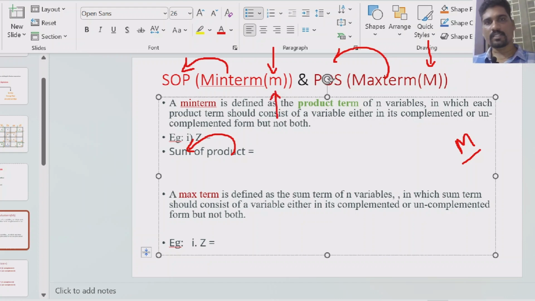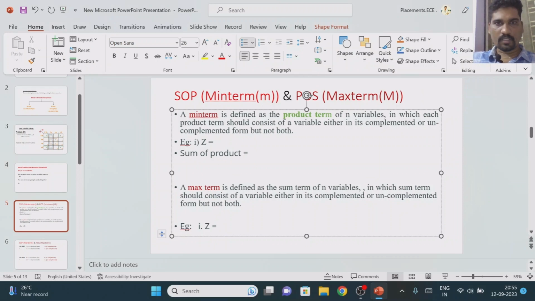Now we will see the definition of minterm, which is used in the SOP function. The main concentration of SOP is on the product terms, which are added together. A minterm is defined as a product term, because the SOP function is nothing but product terms. So a minterm is defined as the product term of n variables.